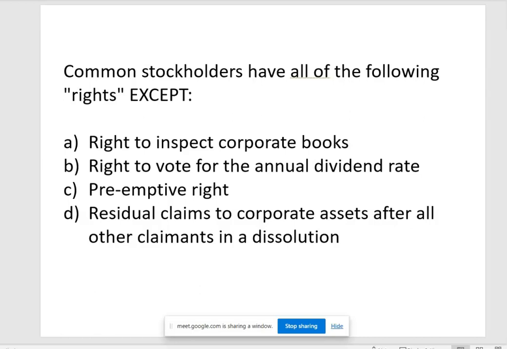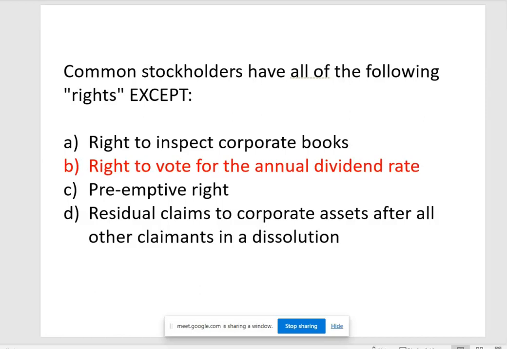Okay, everyone's voted on this one. And good, you did that quickly. Okay, good, because you are correct. Common stockholders do not have voting rights for the dividend payment. The dividend is entirely up to the board of directors. Shareholders do not get to vote to pay themselves dividends, because if they could, I'm sure they would, and a big hefty dividend at that.